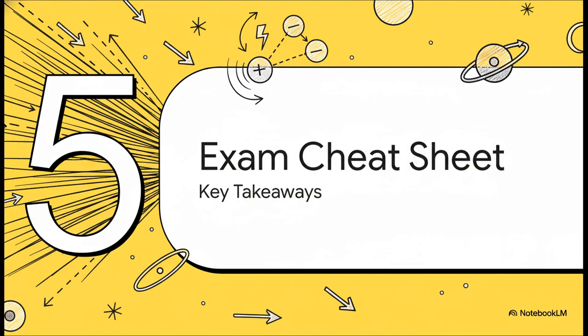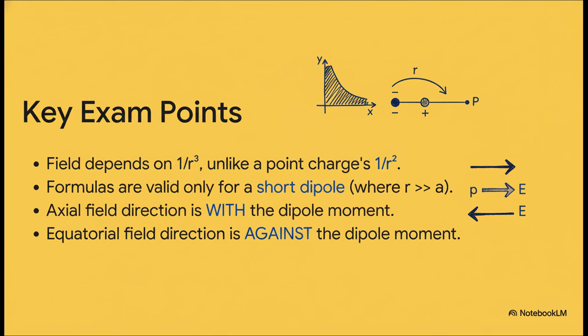All right, let's wrap this all up. We're going to distill everything down into a final cheat sheet. These are the absolute must-know points to make sure all this information is locked in. So here are the takeaways. Number 1, the dipole field drops off as 1 over r cubed. That's way faster than the 1 over r squared for a single charge.